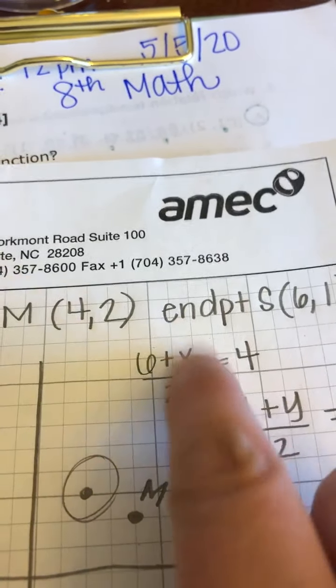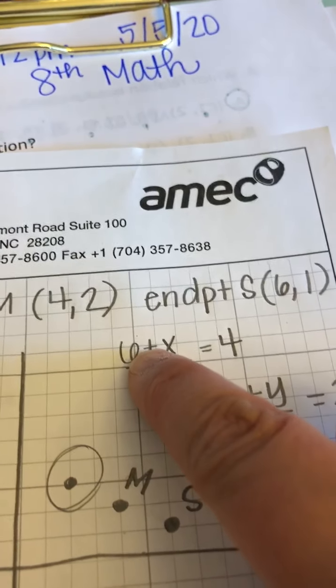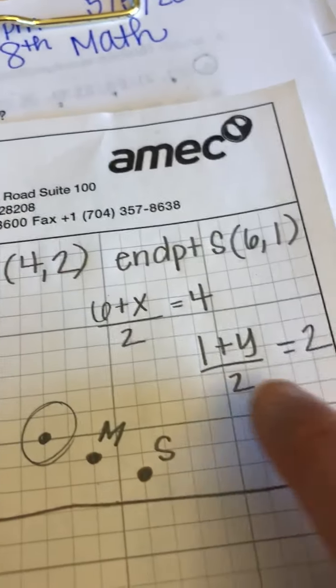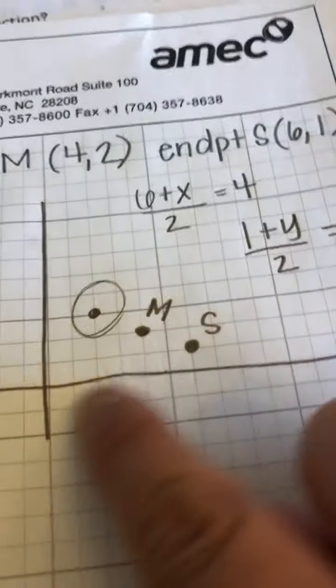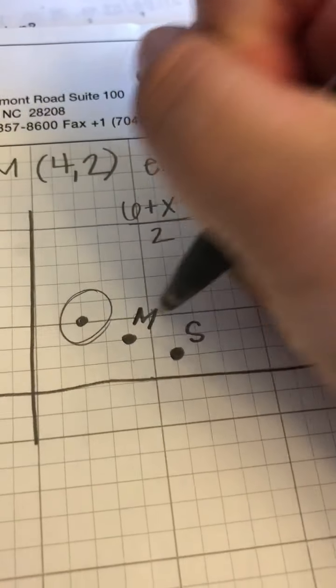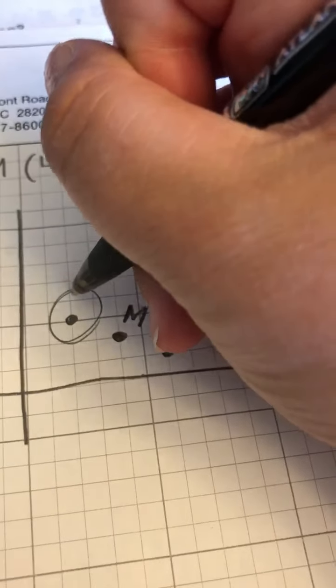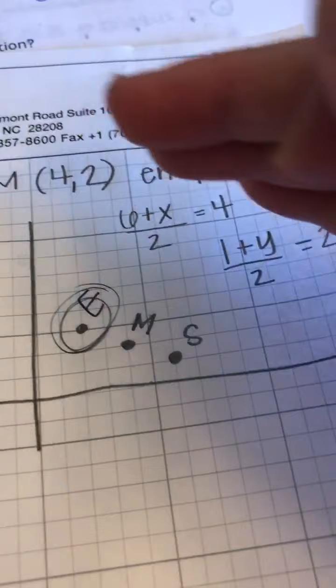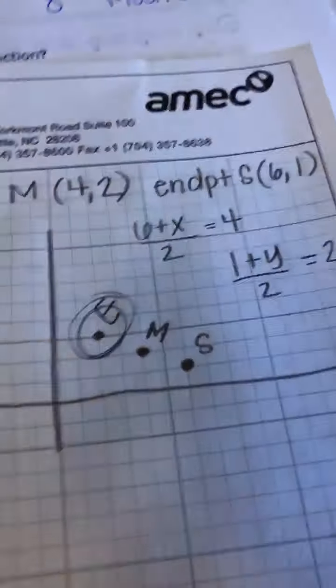So you would do, you're solving for x. 4 times 2 is 8. 8 minus 6 gives you 2. And then 2 times 2 is 4. 4 minus 1 gives you 3. And then I literally just plotted it just to make sure. So you were given this, and you were given this, your midpoint and your endpoint. And then your other endpoint would be here. And it actually graphically makes sense. Like this M is the middle of your ES.